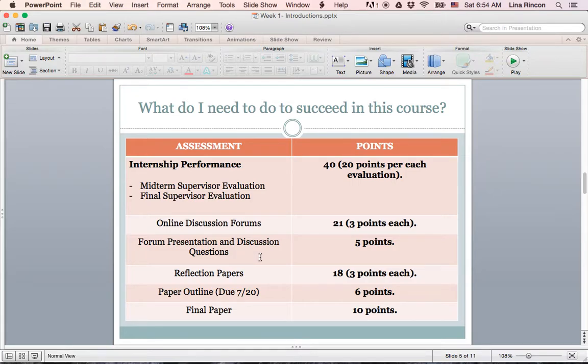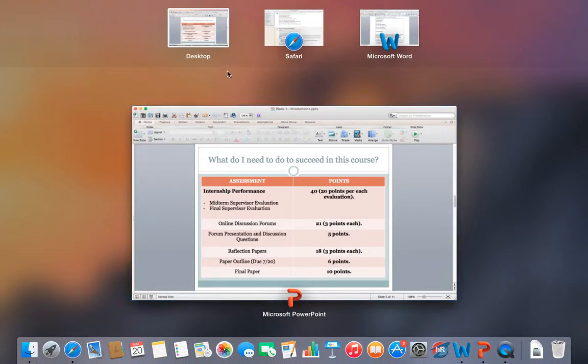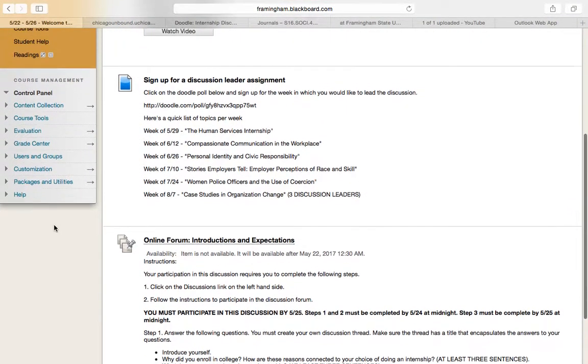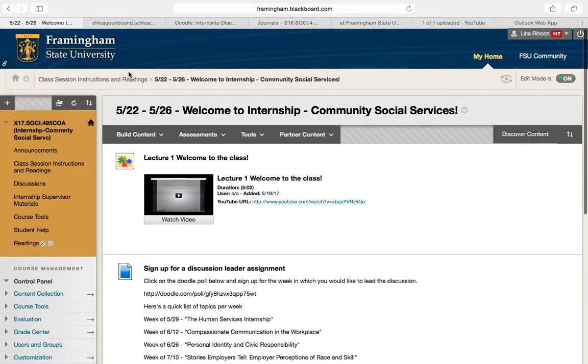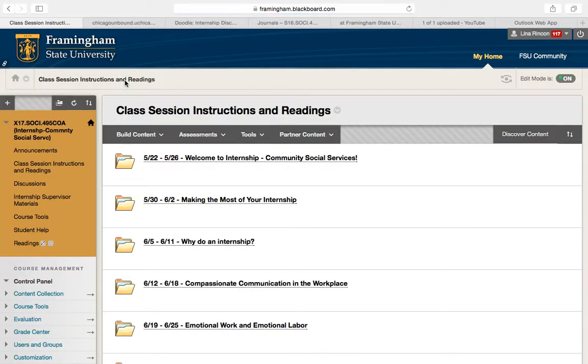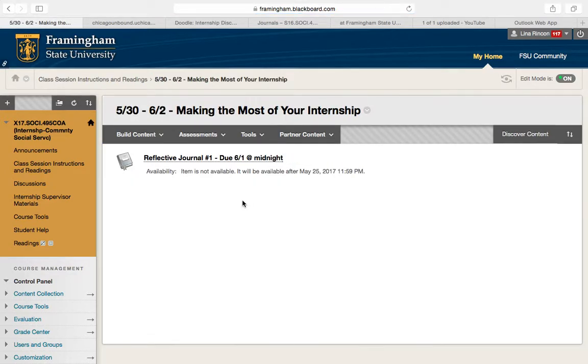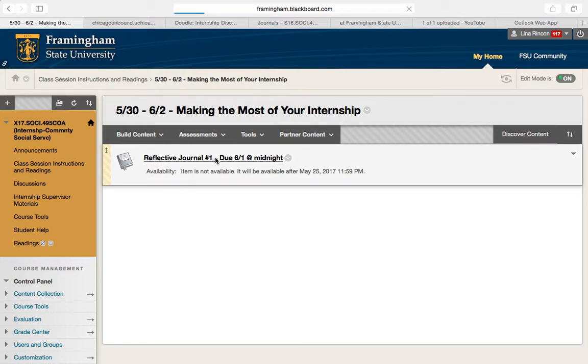All right, moving on, I would like to talk about the reflection paper. As you can see, there are 18 points of your final grade, and we have a total of 6, and these also happen bi-weekly. The reflection papers are short reflection papers. I'm going to show you where to find them. Just like any content, this week we're going to start with an online discussion forum, but then the following week, generally, we're going to have a reflective journal. So for next week, you're going to have to type up a reflective journal.